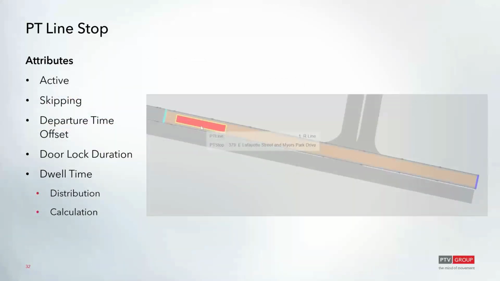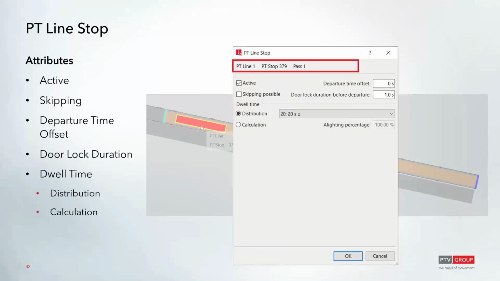So if you do double click on one of these stops, this is going to open up the PT line stop window, and this will allow you to further edit some of the stop information. Up at the top is again where that stop is active, so you can choose if you want to turn this stop on or off. You can also allow skipping if there are no passengers going to be boarding or alighting at that particular stop. You can also set up a departure time offset in case that transit vehicle should be allowed to depart earlier from its scheduled time. And then you can also set up any additional dwell time that's due to the doors locking.